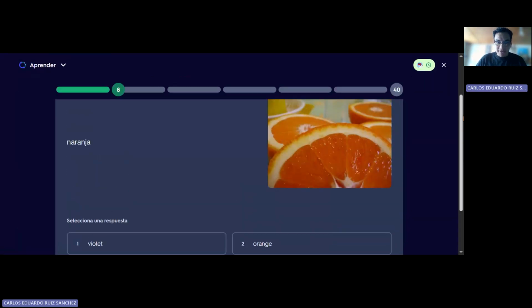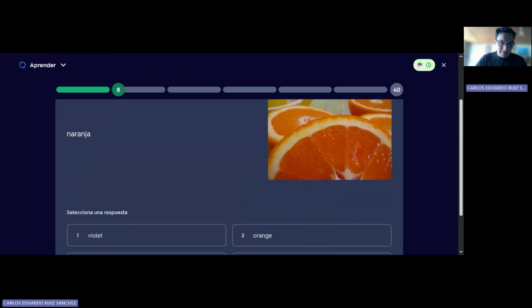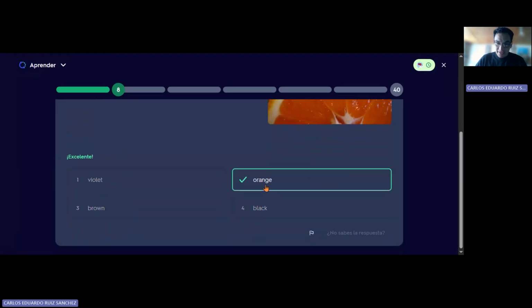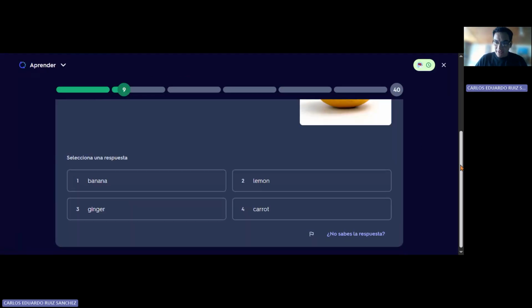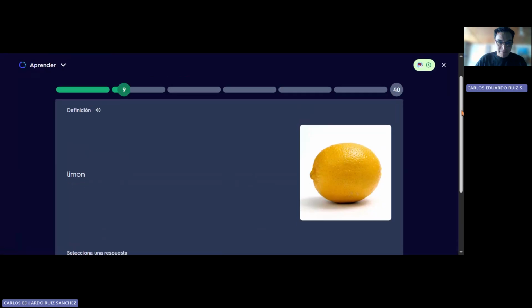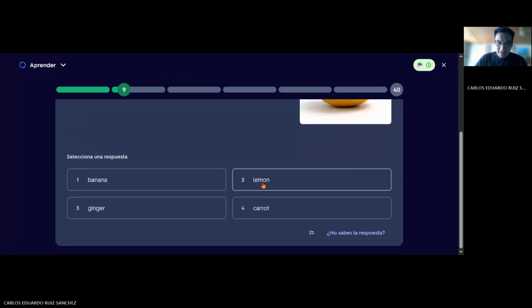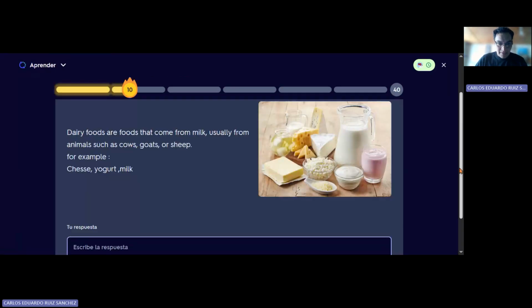This is another part. It's similar. Yes. We're going to do it so fast. Here we got a statement. Dairy foods are foods that come from milk, usually from animals such as cows, goats, or sheep. For example, cheese, yogurt, milk. Yes.